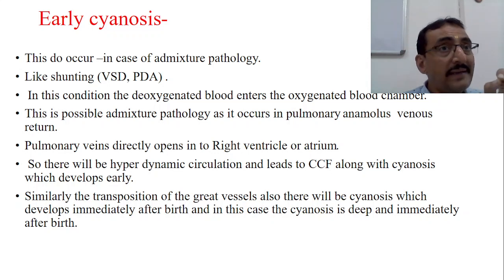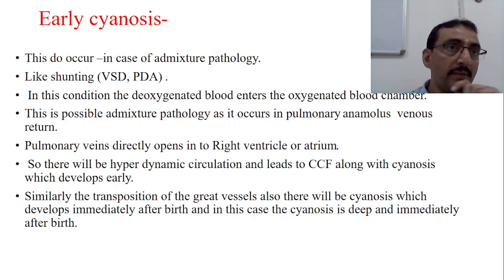So why will early cyanosis appear? In this condition, the deoxygenated blood enters into the oxygenated blood chamber. From the right side, deoxygenated blood is there. On the left side, oxygenated blood is there. Now, somewhere there is a shunt in between, because of which the pure and impure bloods get mixed together. This is a possible admixture pathology, as it occurs in pulmonary anomalous venous return.